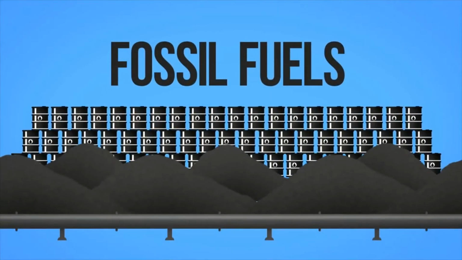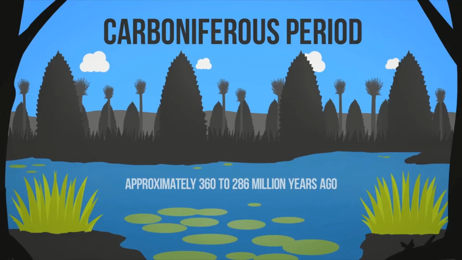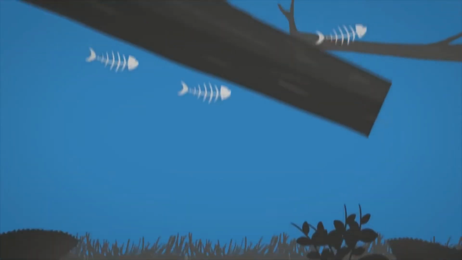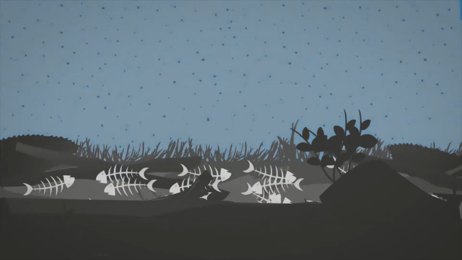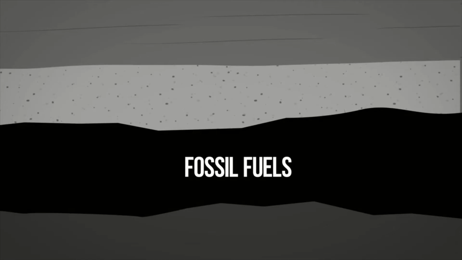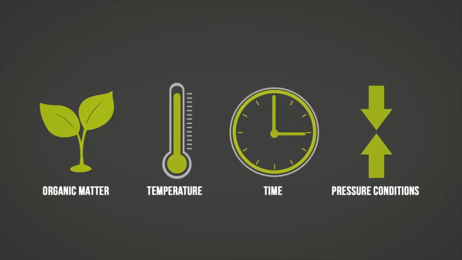Fossil fuels. Fossil fuel is a term used to describe a group of energy sources that were formed from ancient plants and organisms during the Carboniferous period, approximately 360 to 286 million years ago, even before the age of dinosaurs. At that time, the land was covered with swamps filled with organisms and plants. As they died, they sank to the bottom of swamps and oceans, and over millions of years started decomposing under layers of sand, clay, and other minerals. Different types of fossil fuels formed depending on the combination of organic matter, temperature, time, and pressure conditions while decomposing.